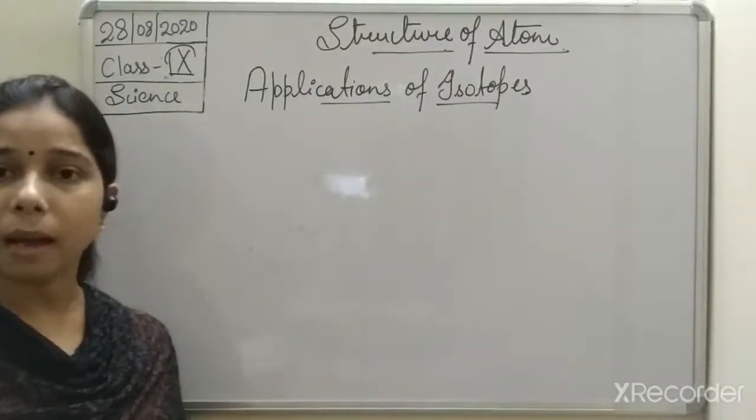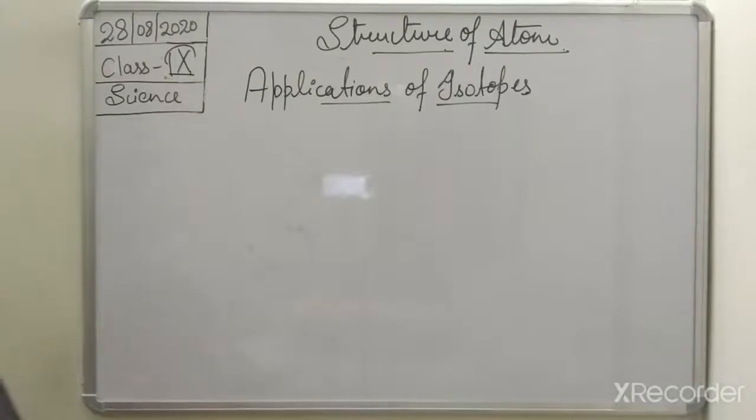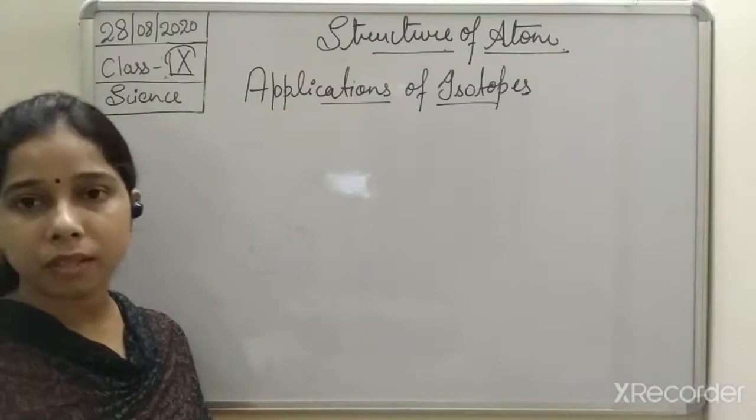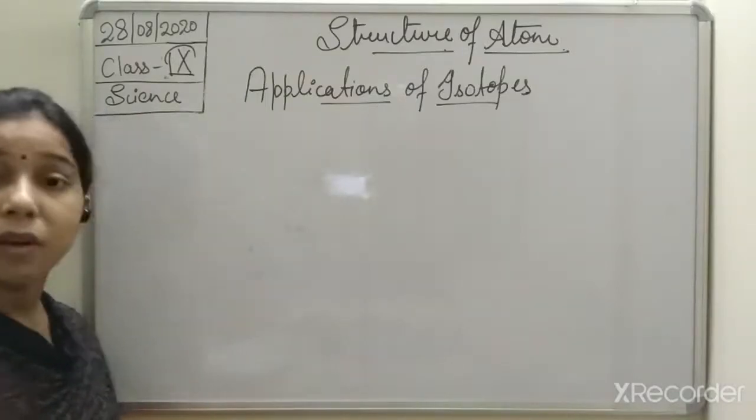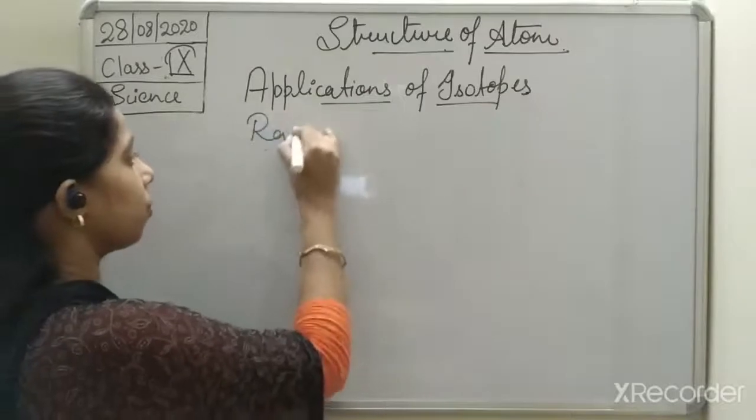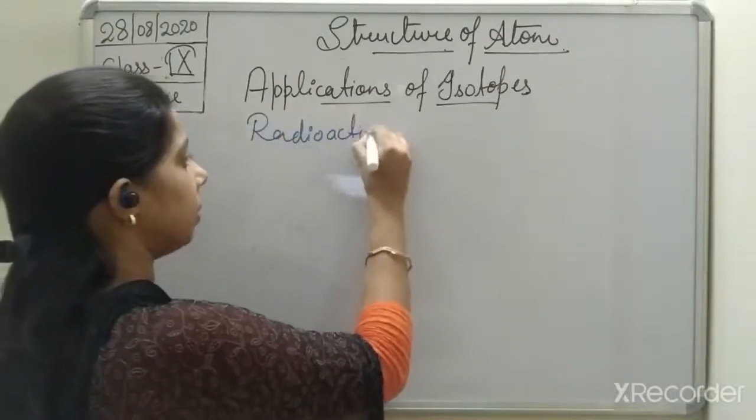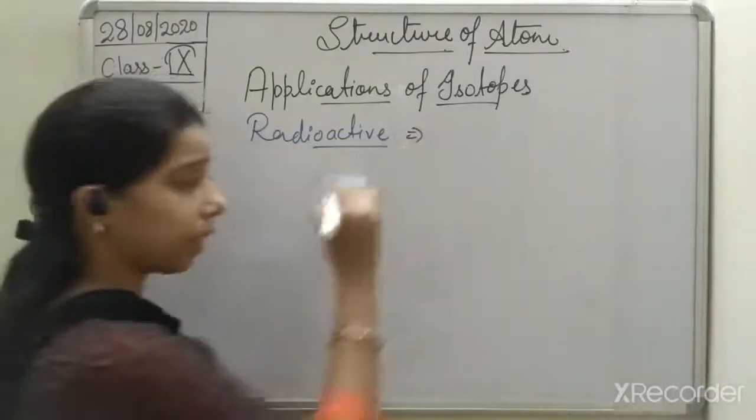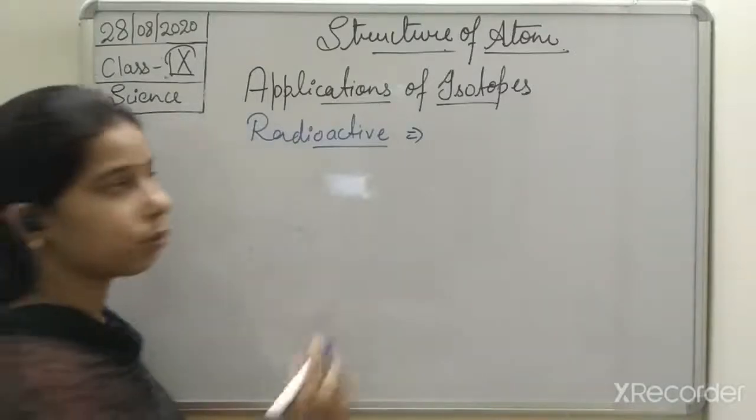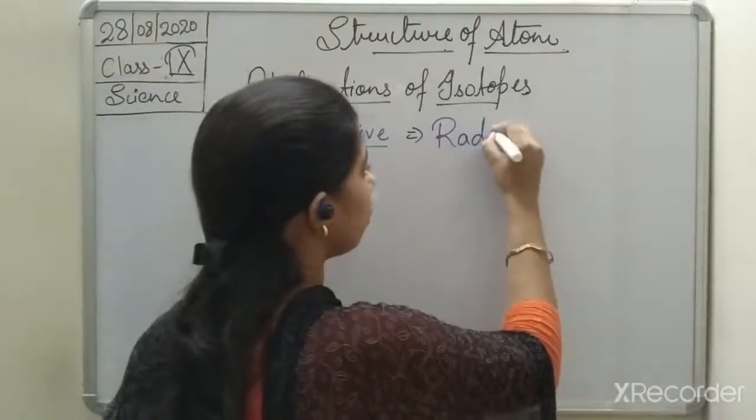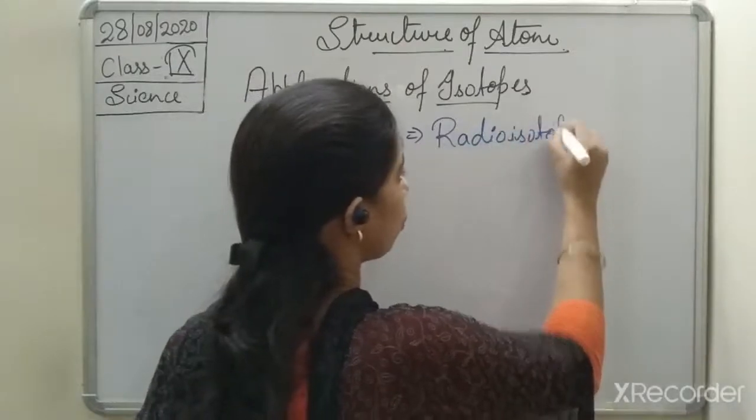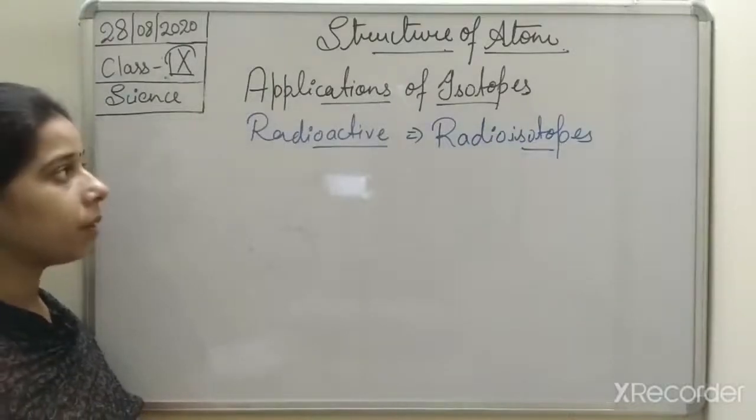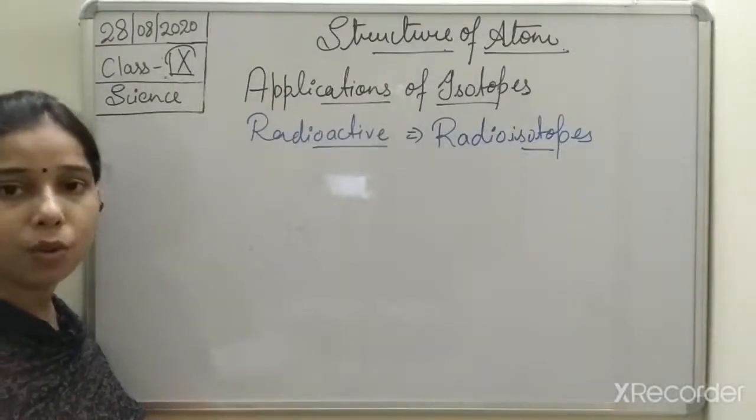So you see here, students, many of the isotopes in nature, in most of the elements, are basically radioactive in nature. Because they are radioactive, we use such isotopes, and the name of such isotopes is radioisotopes. We use another term for such isotopes, and that is radioisotope.